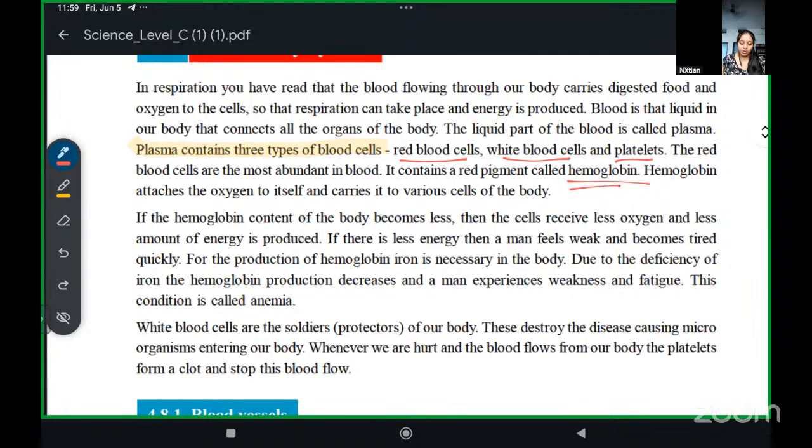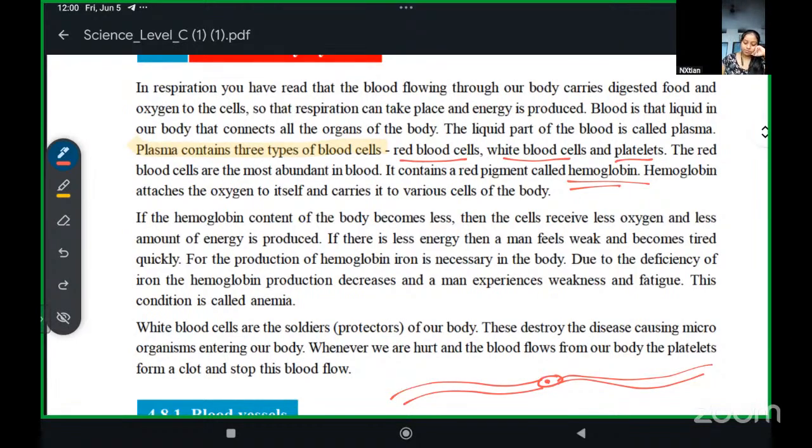A red color pigment called hemoglobin. What does this hemoglobin substance do? It attaches oxygen to itself and carries it to various cells of the body. Let's say this is the hemoglobin, and the oxygen is attached to it, and then it gets carried with the blood in the bloodstream to various parts of our body. That is the work of hemoglobin, to transport oxygen.